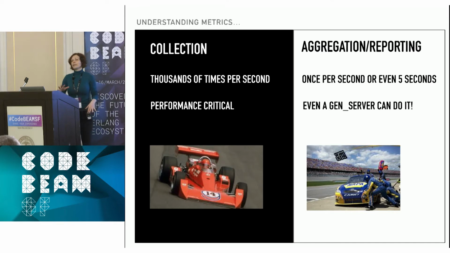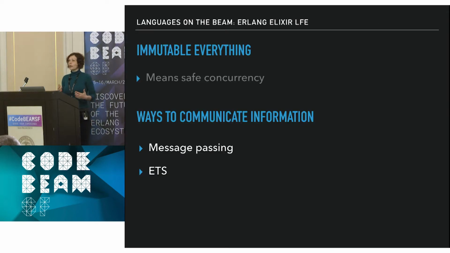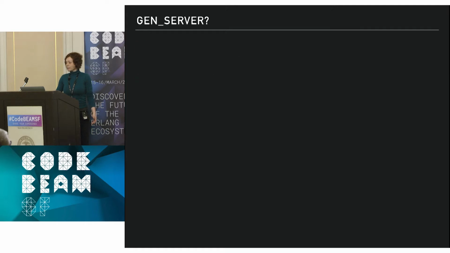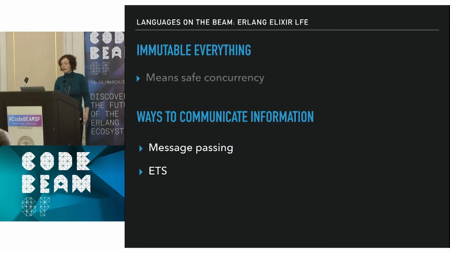So let's take this problem to the BEAM. The language is on the BEAM. How would we report metrics on the BEAM? Everything is immutable, so that means safe concurrency. But when it comes to collecting metrics, it's a bit of a challenge. So how do we communicate information? A common way to communicate information in Erlang or other languages on the BEAM is by message passing, or through an ETS table.